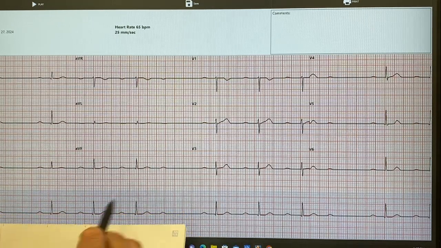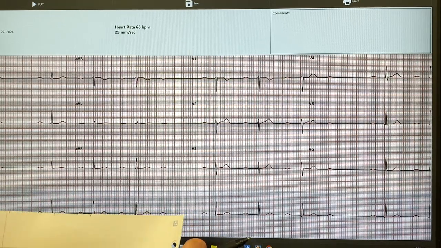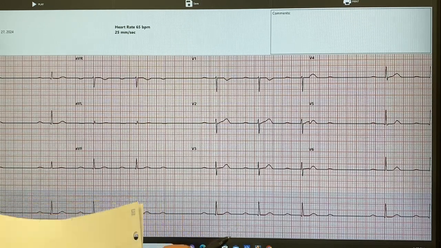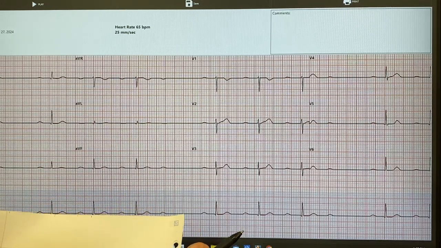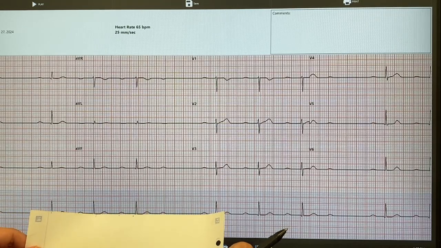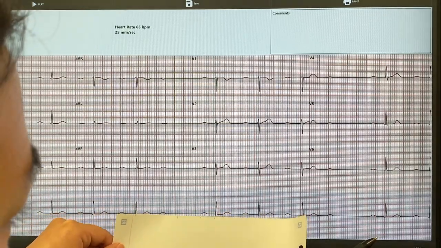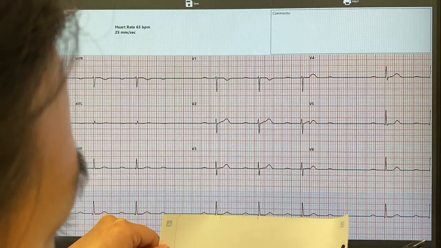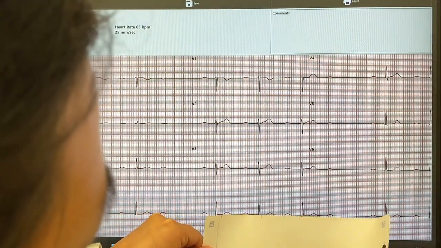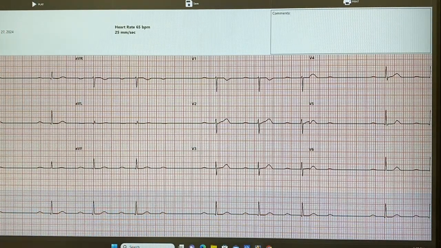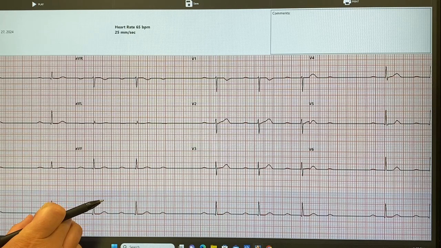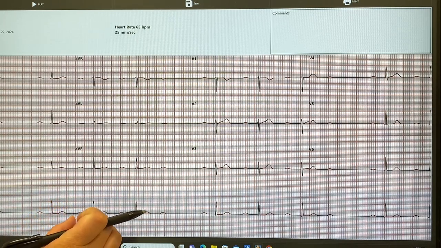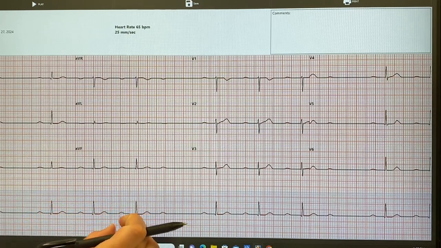Maybe fold the paper so you don't have a lot of lines and don't get confused. Okay, I found the lines for this one. I'll fold it on the next one if I need to. So they're all consistent, all the same. As far as prolonged or not, we're looking at one big square. So they are a little bit prolonged.